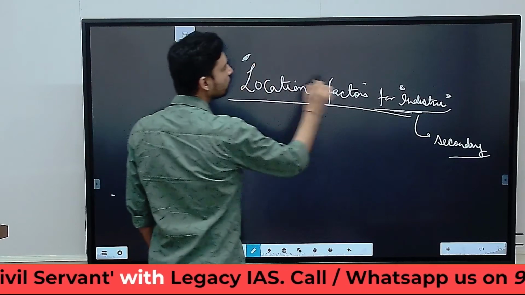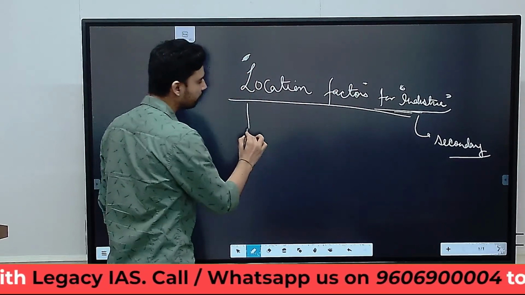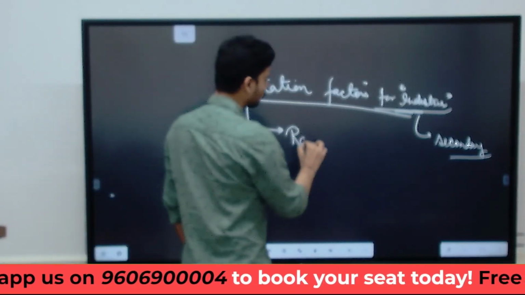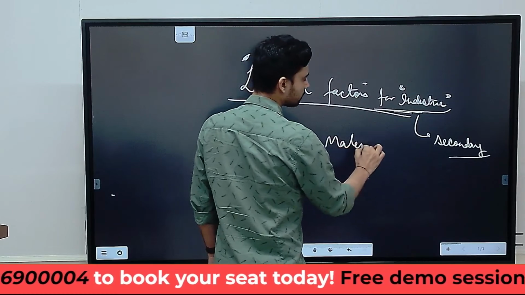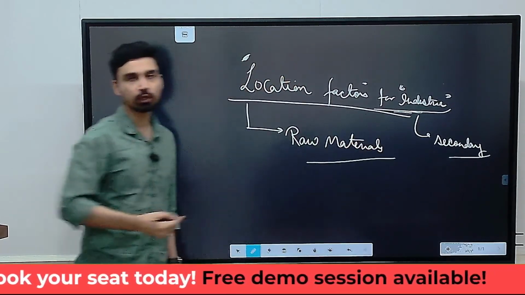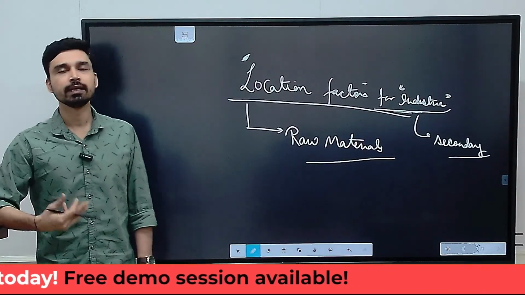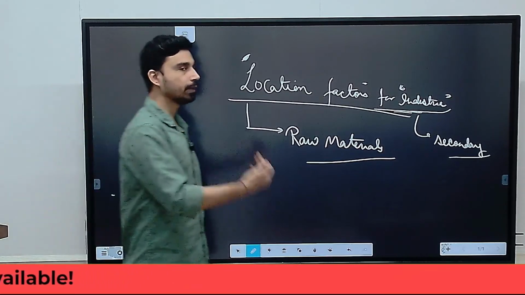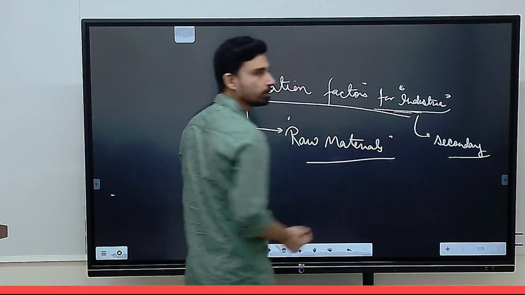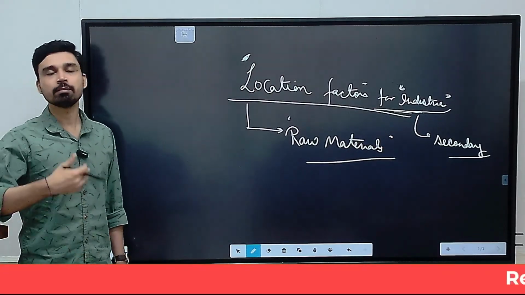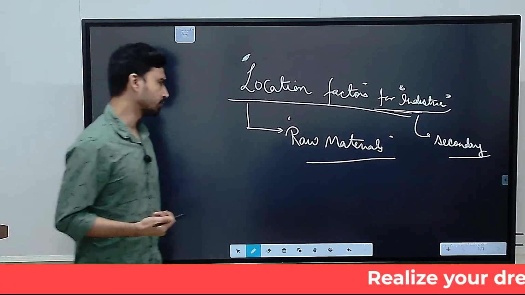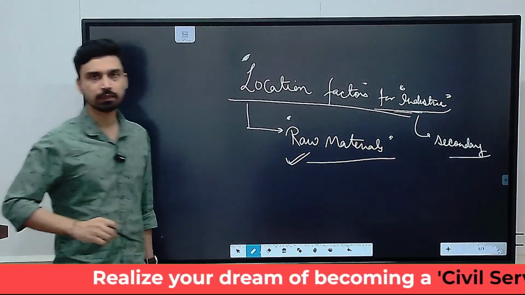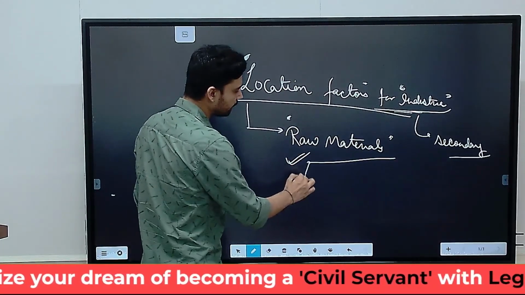If we talk about the location factors, the first and foremost, one of the most important location factors, is raw materials. As we have discussed in the definition, an industry is an enterprise that converts or processes several raw materials into a meaningful end product, which can be directly used by consumers or used as a byproduct or raw material by other industries. On the basis of the availability of raw materials, we can classify them into two parts.